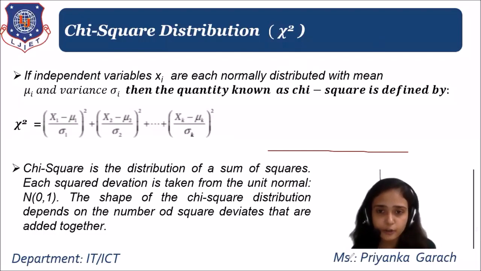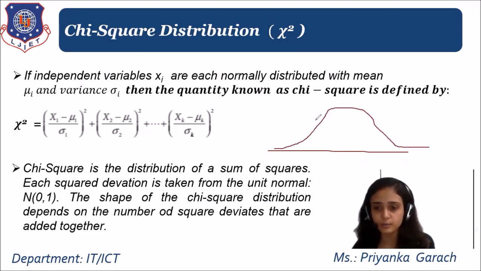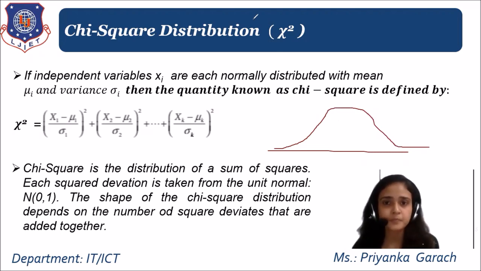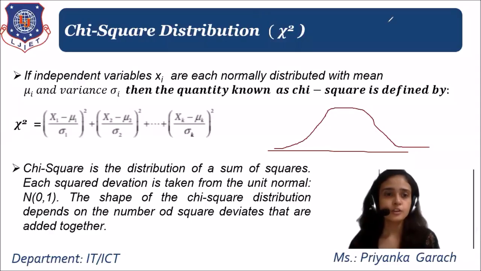So let me draw it in a proper way. The normal distribution is like this. This is my normal distribution, the symmetrical one. So what is x over here? It is the independent variable. The mu is the mean over here, and the sigma stands for the variance.